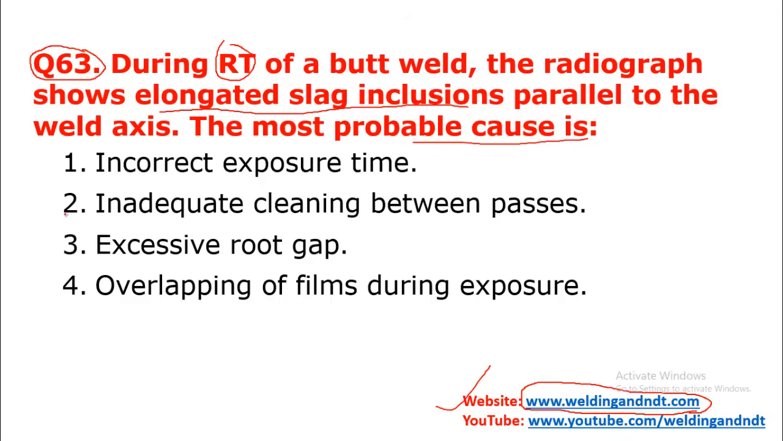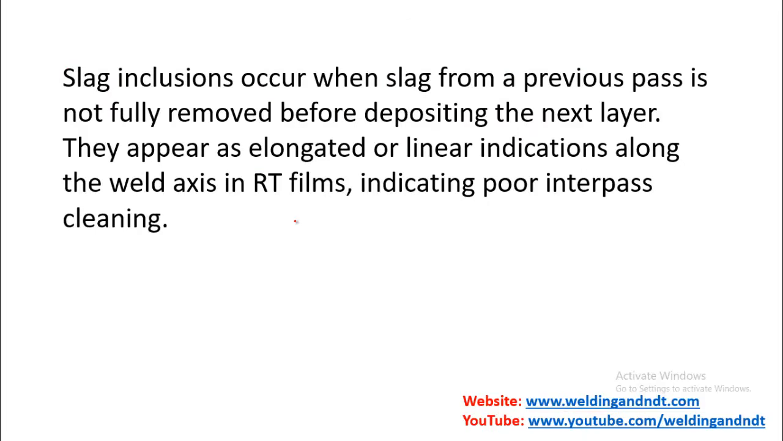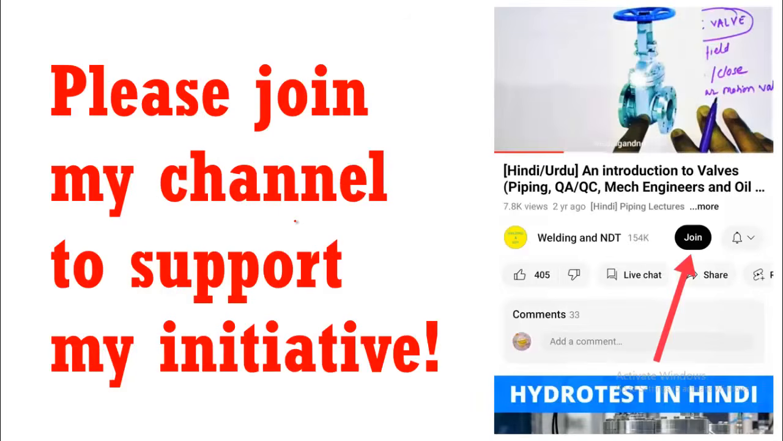Now, the correct answer among the four options is inadequate cleaning between the passes. If you do not clean the joint and you start welding, then the slag will be trapped and it will look like a slag inclusion. So the explanation is written here. If you want, you can pause the video and read.